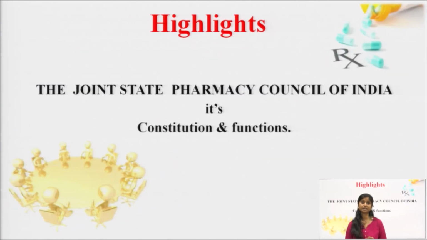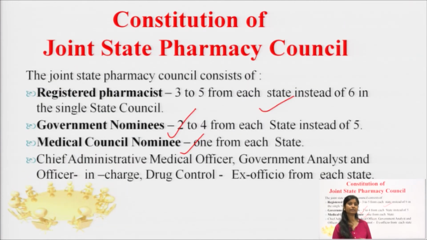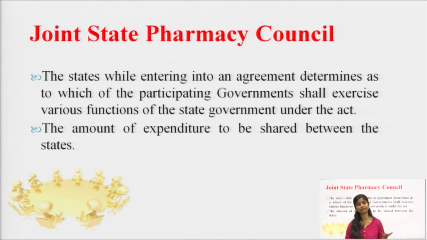So, this is about all we have seen. Let's go through it once again. The Joint State Pharmacy Council has registered pharmacists, government nominees, and medical council nominees. These people form the council. Then these are the functions and the way in which it is controlled by the government.